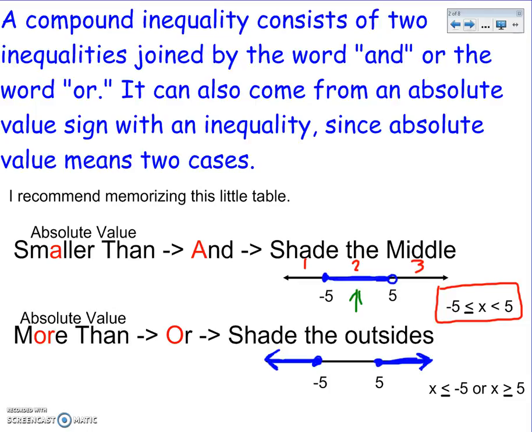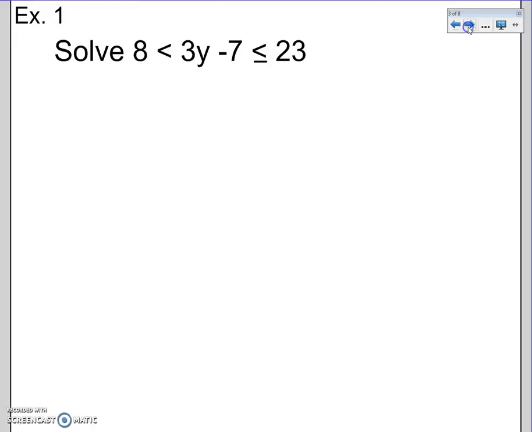If you see absolute value is more than, that's an "or" statement. So the "or" and "more" helps you with "or." You're going to shade on the outside. So if there's zones 1, 2, 3 again, I'm going to shade in zones 1 and 3. As you can see in my answer, x is smaller than or equal to negative 5, or x is greater than or equal to 5. It's not in the middle like before. So let's go through some problems.